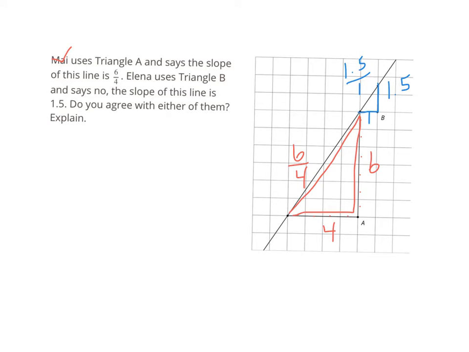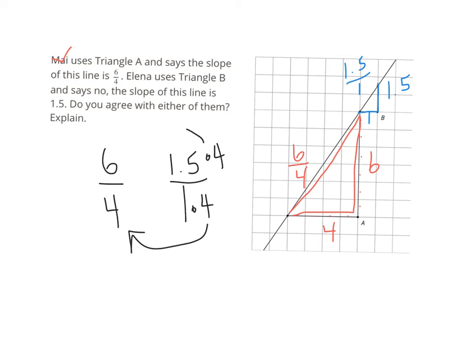And then if we want to take a look and compare those things to see if they're equal, so 6 over 4 compared to 1.5 over 1, if we go in this direction to the left, we can say 1 times 4 gives us 4, and then 1.5 times 4 also gives us 6. So they're actually equivalent ratios, which means that those triangles are similar. One's a dilation of another, and they're all on the same line. So both of them are correct.